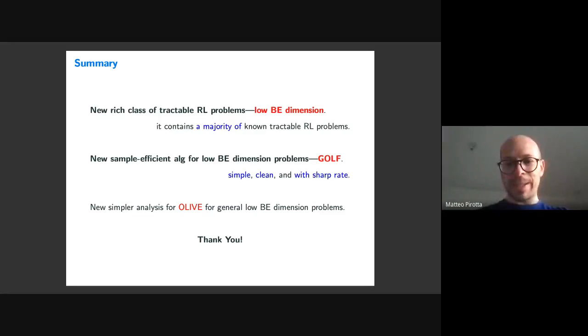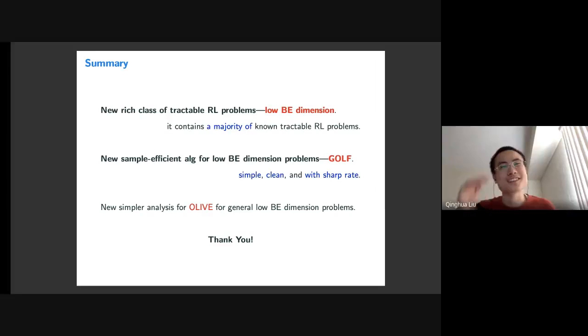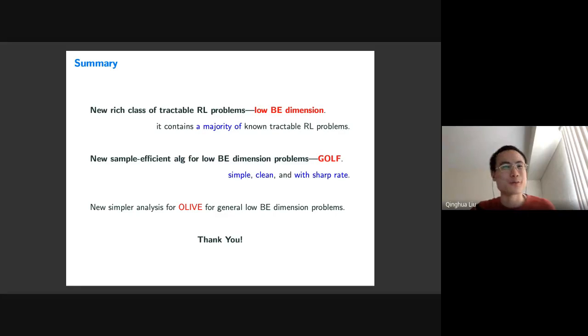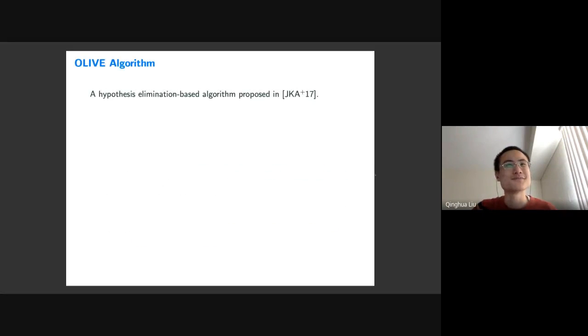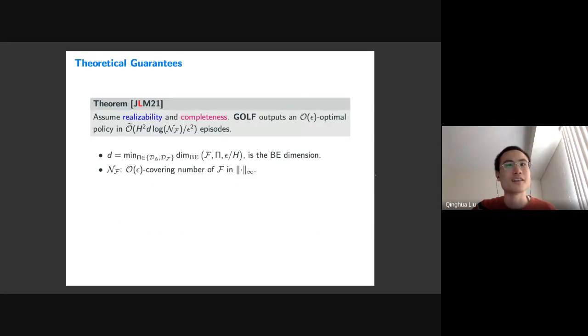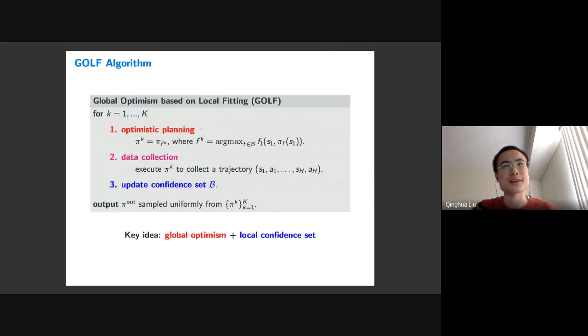So maybe I can go with a question, I guess, standard on the algorithm itself. What is the computational complexity? Is it efficient, I mean, can we solve it? Yeah, I think our algorithm is not computationally efficient. Both algorithms are not computationally efficient. So in this optimistic planning step, we need to iterate over all functions. So this is not efficient.